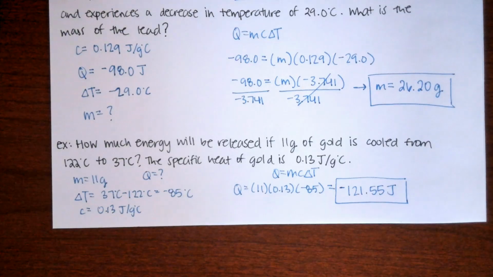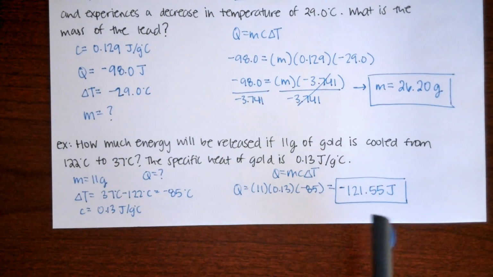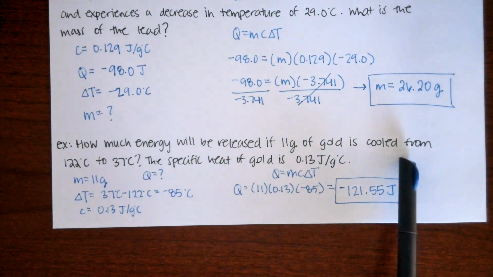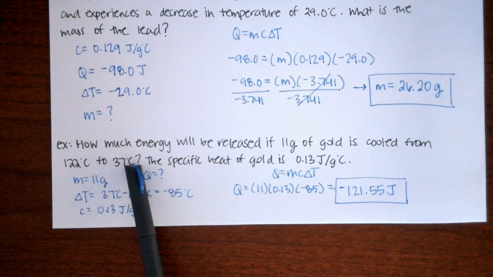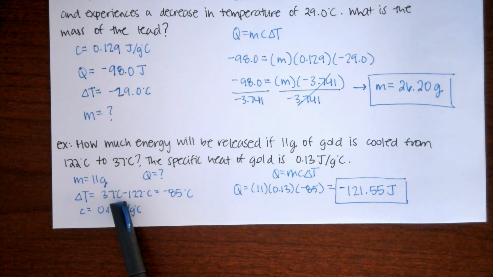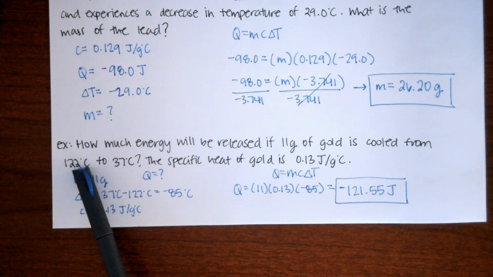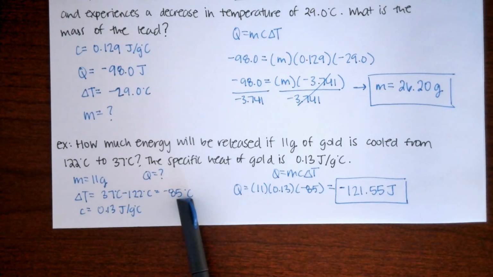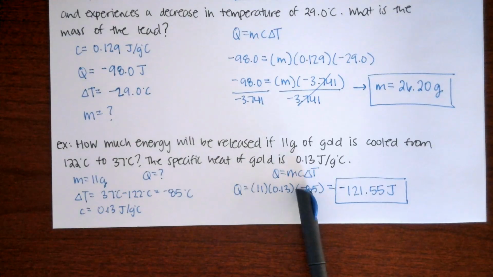Alright, so this is your final answer. Your Q, or your heat energy, same thing, comes out to be negative 121.55 joules. The reason it's negative is that the gold is being cooled from this temperature to this temperature. So in T2 minus T1, my T2, my final temperature for gold, is 37, and it started at a higher temperature. Since it cools down, my delta T has to be negative. So when you do the math, all you're doing is multiplying these 3 values, and you end up with the negative answer of negative 121.55 joules.